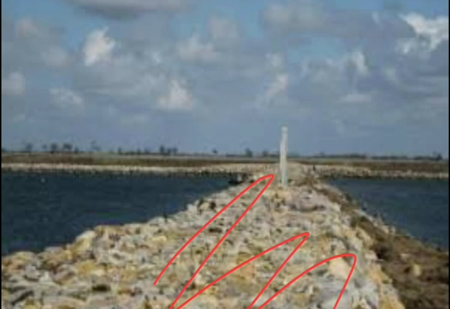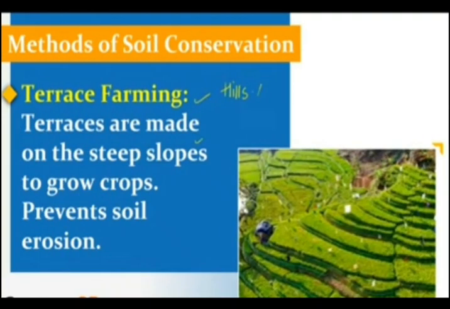This prevents gullies and further soil loss. What does it prevent? Your soil loss. Then the next one is terrace farming. Yes, all of you know about terrace farming. Terraces are made on the steep slopes to grow crops and prevent soil erosion.